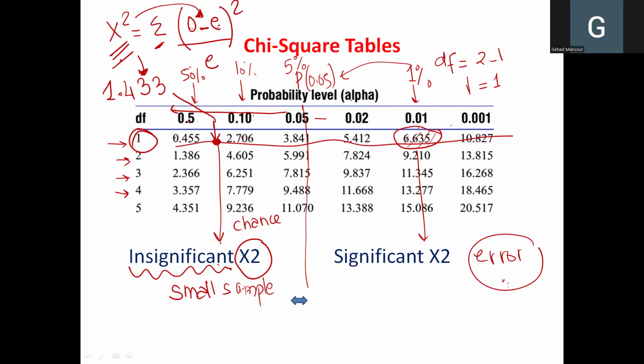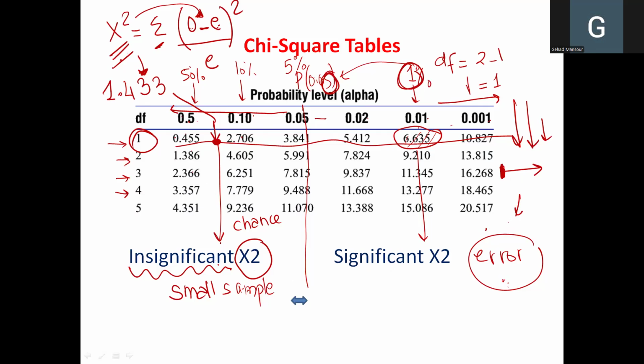Here, sorry, it's smaller. Here we have 5% and here we have 1%. So as we go to the right, the probability diminishes because here this is 2%, here this is 1%, here this is 1 per 1,000. So the probability diminishes. Which probability diminishes? The probability that it is merely due to chance or due to a small sample. So if it's not due to chance or due to a small sample, then it is due to error.